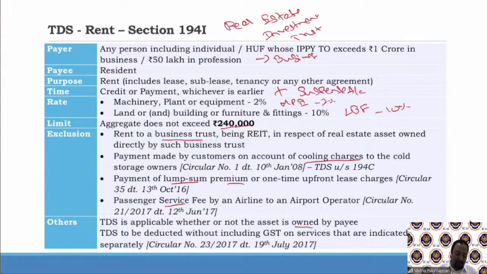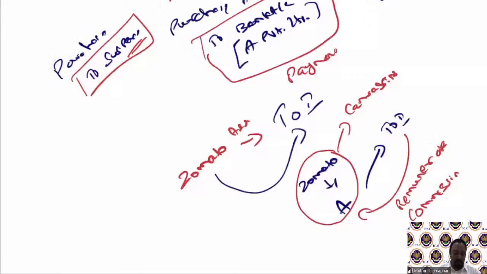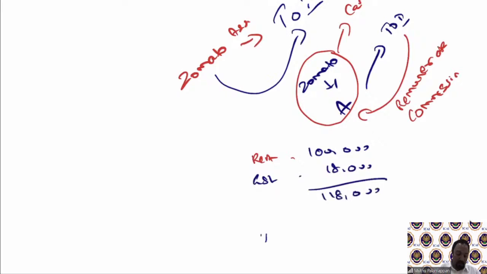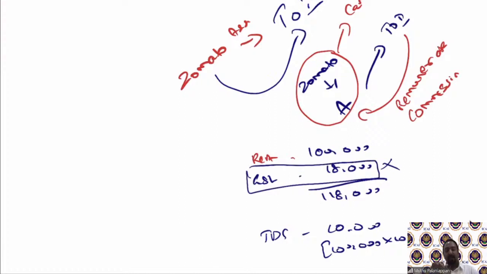Then you have TDS to be deducted without including GST. There is always confusion whether TDS should be on GST or before GST. It has to be before the goods and service tax in your invoice. So typically, if you have a rent of, let's say, 1 lakh, GST of 18,000, your rental will be 1,18,000. TDS will be 10,000. That is 1 lakh into 10%. So you need to exclude this for the purpose of TDS, provided it is separately indicated. If it is not separately indicated, then on the whole money.